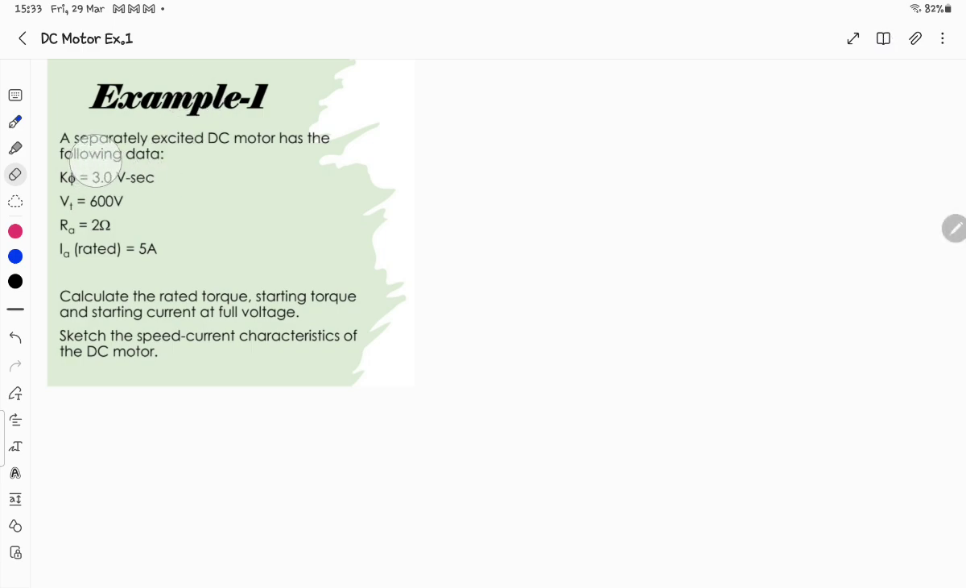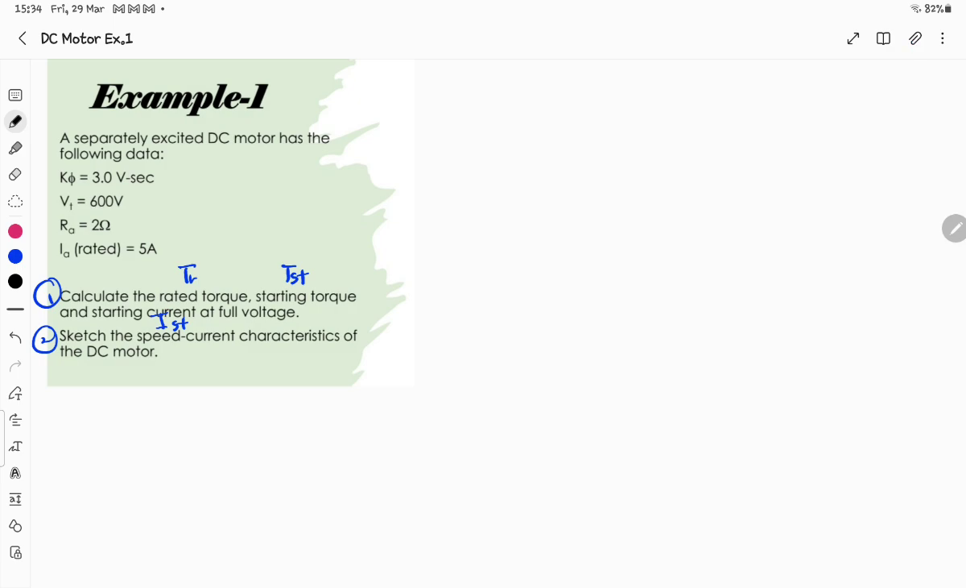Okay, let's take a look at the example 1 question. It is a separately excited DC motor that has the following data. It gives you kV, the motor constant, the armature resistance of 2 ohm, VT of 600 volt, and rated armature current of 5 amp. The question asks you to calculate the rated torque TR, the starting torque TST, and the starting current IST at full voltage. And you need to sketch the speed current characteristic of the DC motor.